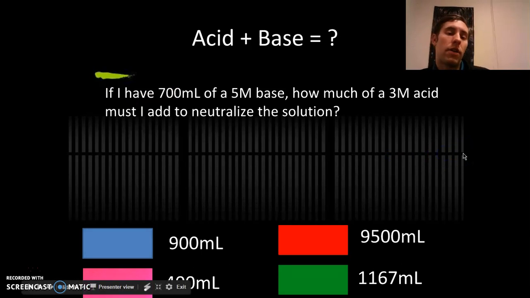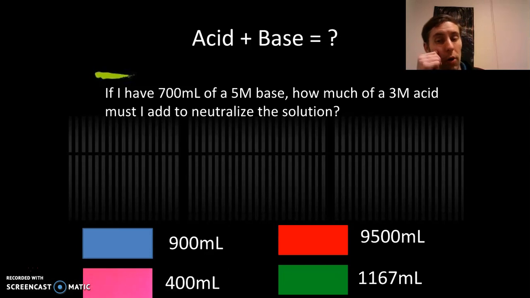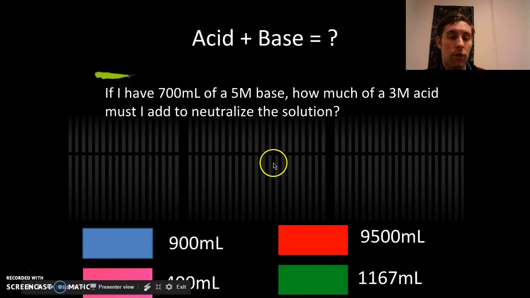Alright, the last one. If we have 700 milliliters of a 5 molar base, how much of a 3 molar acid must you add to neutralize the solution? So if you remember, when acids and bases mix, they're neutralizing. A high pH and a low pH mix to get it back close to 7.